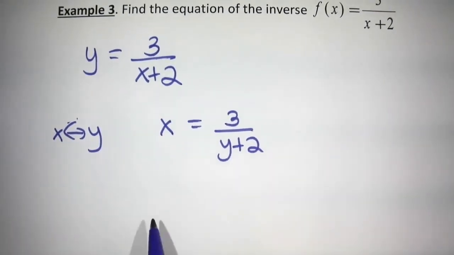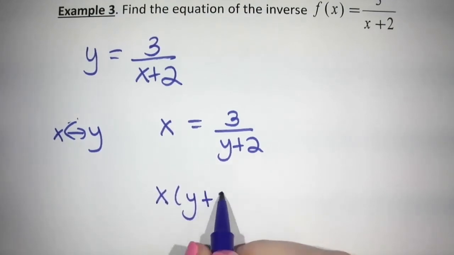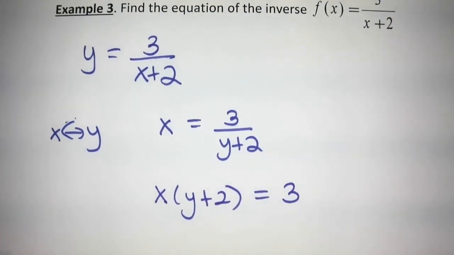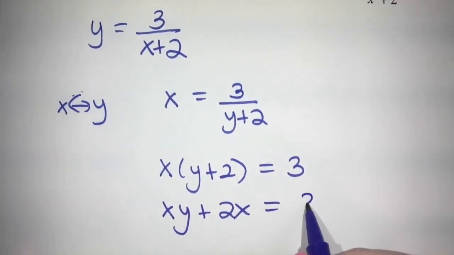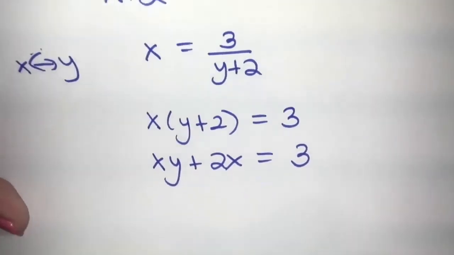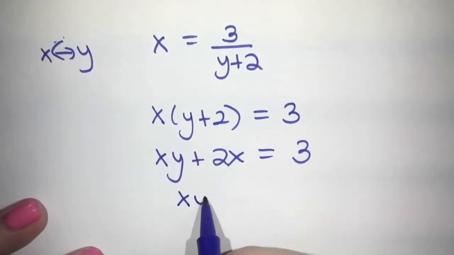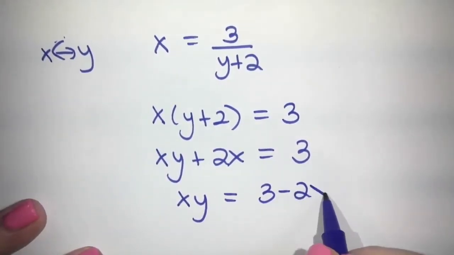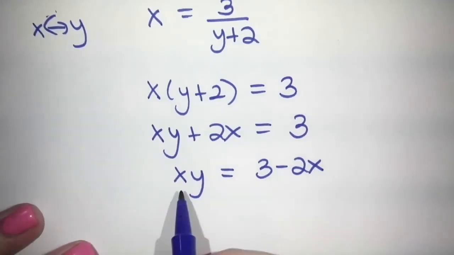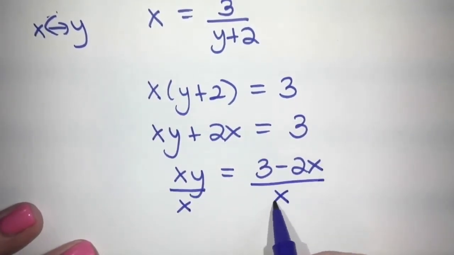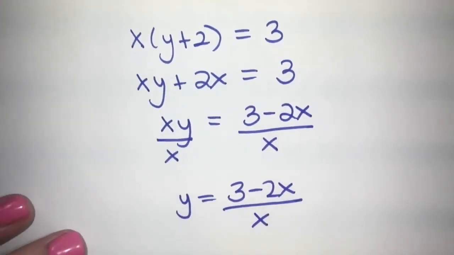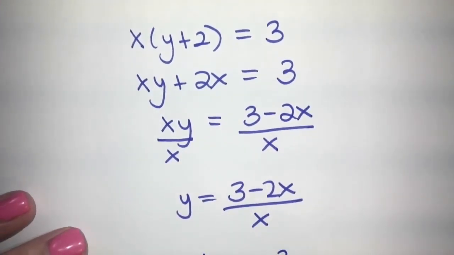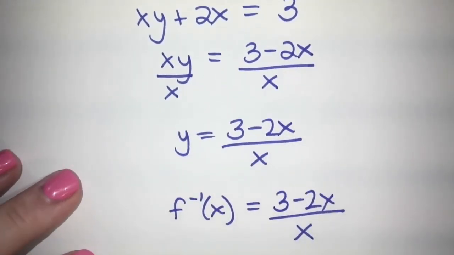And then we cross multiply. X times y plus 2 equals 3. So xy plus 2x equals 3. And we're trying to solve for y, so I would isolate the y term. Xy equals 3 minus 2x. And then divide both sides by x. So y is 3 minus 2x over x, or f inverse of x is 3 minus 2x over x. And that would be our answer.